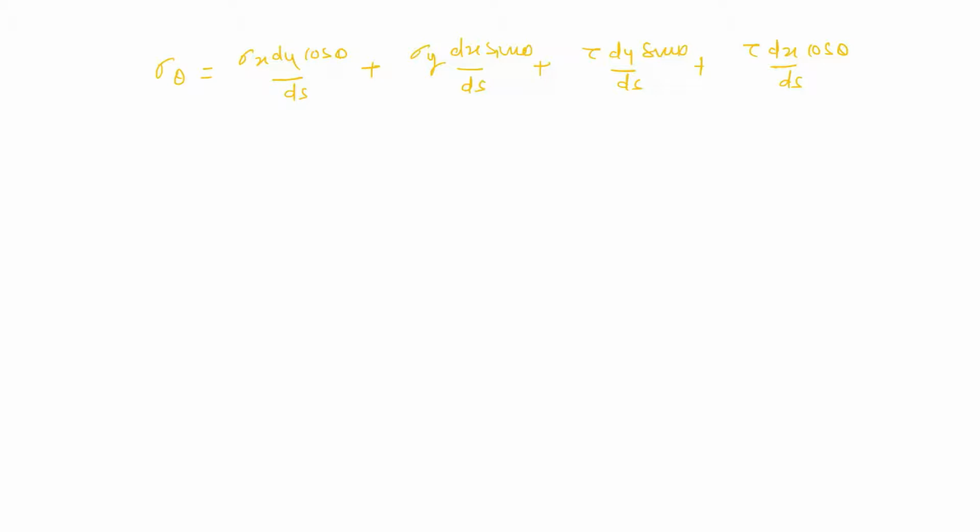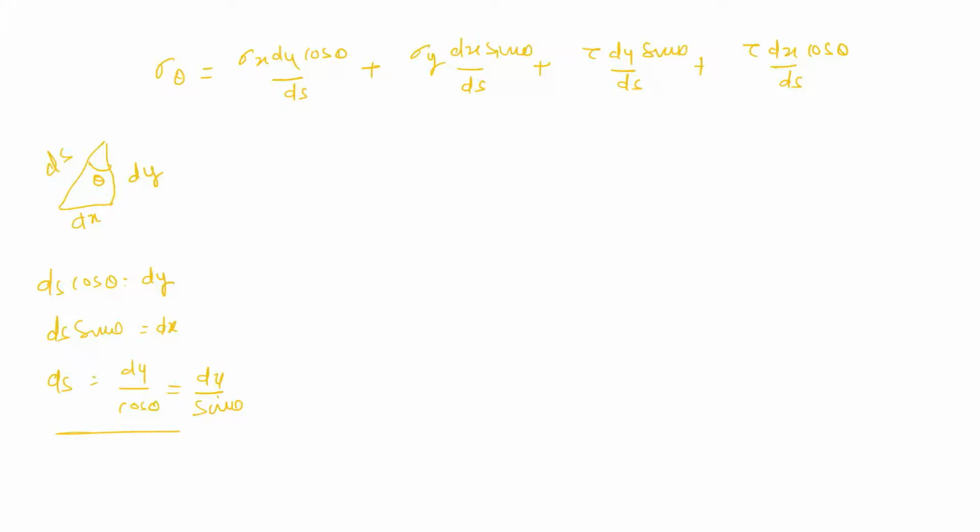So now ds can be found using this triangle. We use this component element, where this is dy, this is dx, this angle is theta, and this is ds. From this triangle we can write ds cos theta is equal to dy, and ds sin theta is equal to dx. So ds can be written as dy over cos theta or dx over sin theta. To replace ds in the form of dy and dx, we can use this relationship.